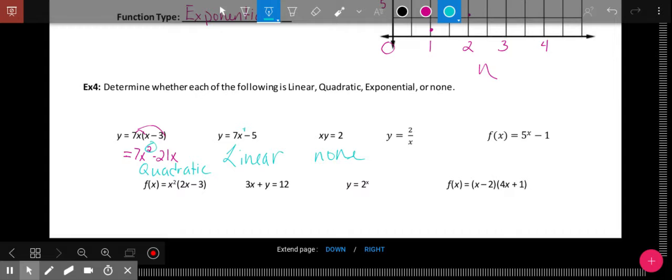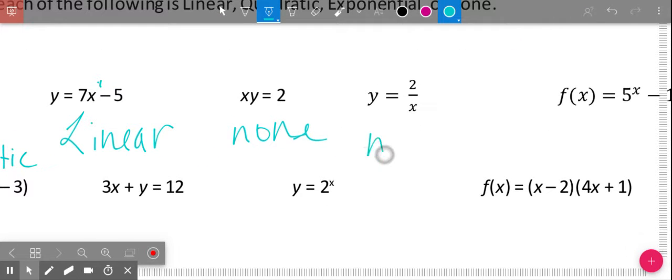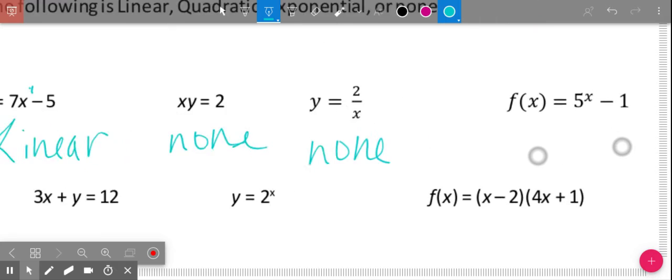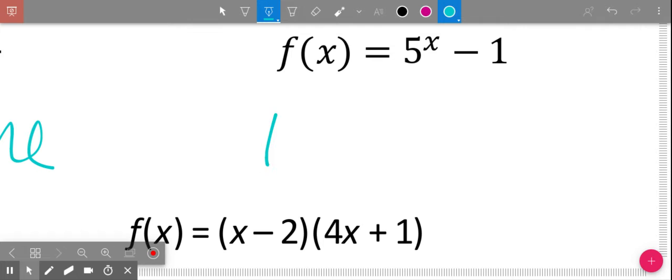The next one, we've got y is equal to 2 divided by x. None of our functions have we ever divided by x, okay? So that's also going to be none. Okay, that doesn't fit into any of our families. The next one we got is f of x equals 5 to the x power minus 1. Anytime your x is an exponent, it's exponential. Okay? Remember, we got to remember that. Anytime your x is an exponent, it's exponential.